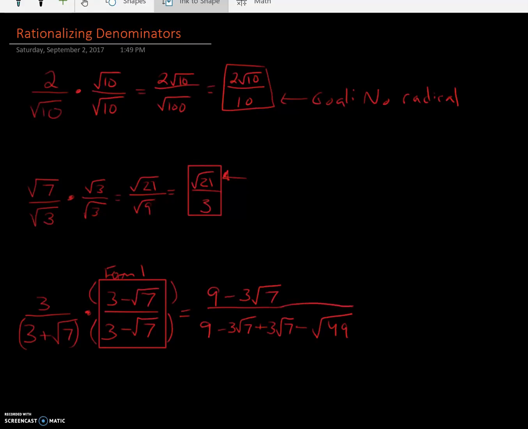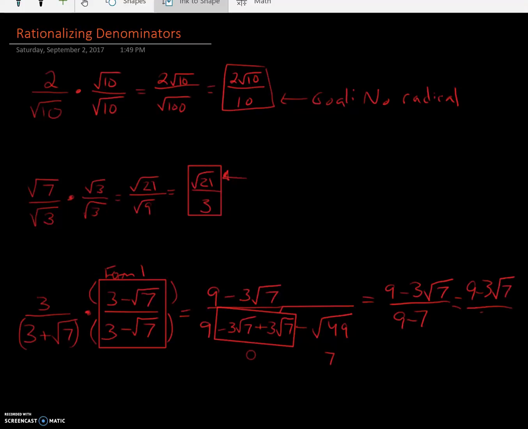Nice denominator, real straight. Notice that we are going to have this occur in our problem, which is nice because we know that's going to go to 0. So we really got 9 plus 0 minus, well, we know that's going to be 7. So 9 minus 3 root 7 on top over 9 minus 7. Almost done. Simple subtraction yields 9 minus 3 root 7 over 2. And that's our final answer.